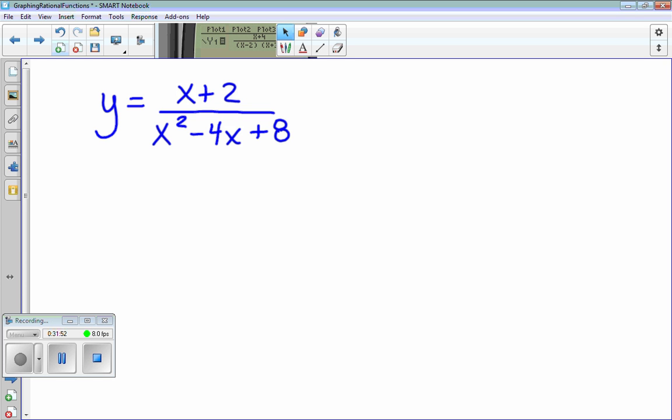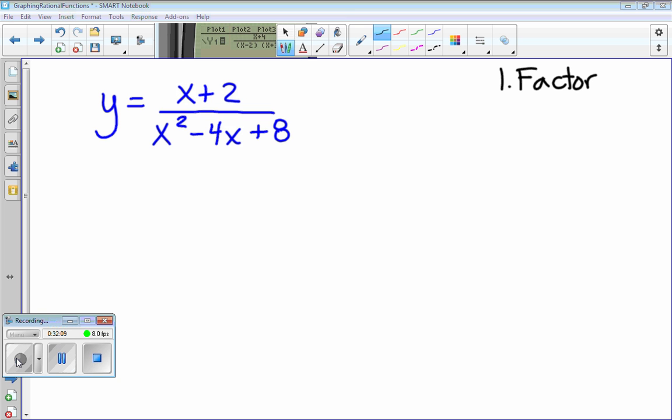And we're going to figure out our steps. So the first step, if you look at the steps I wrote down before, step 1, factor. Is this already factored? No, so you need to do that. Factor the bottom. I think I might have made one that's not factorable. Sorry. Let me change it.